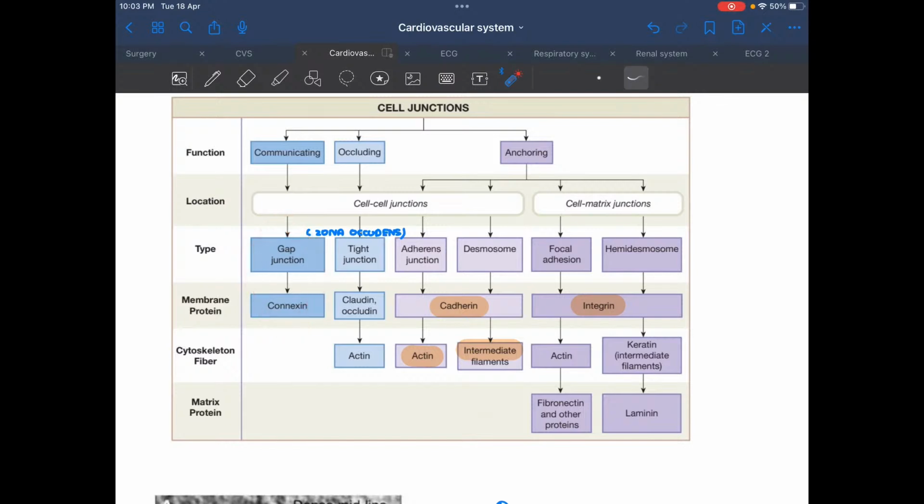So we know the gap junction is made up of these subunit proteins known as connexin, and all these connexins, 6 of them, make one connexon, and 2 hemiconnexons make a pore, through which we can have multiple things going in and out. That is mainly your ions.